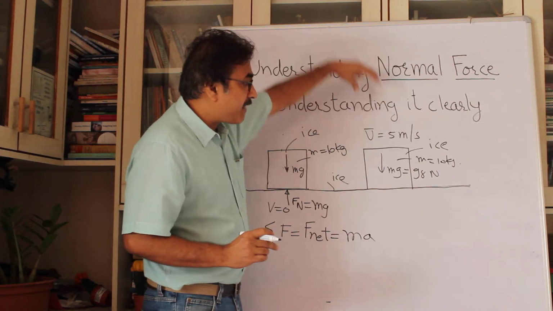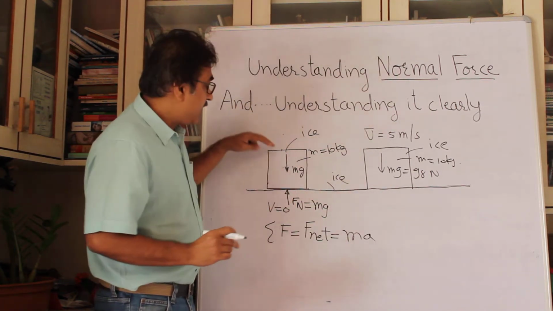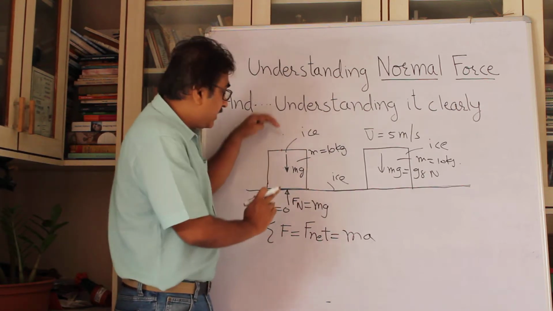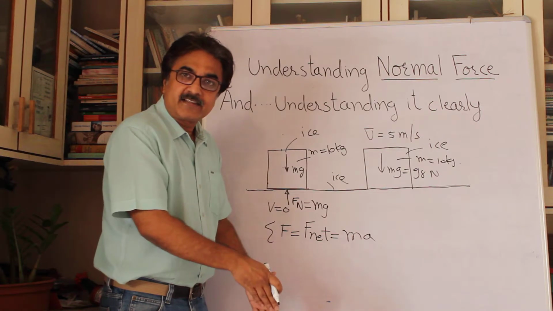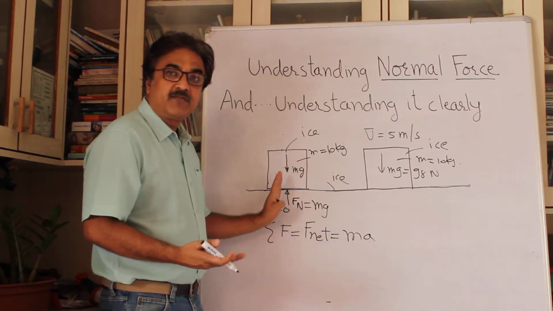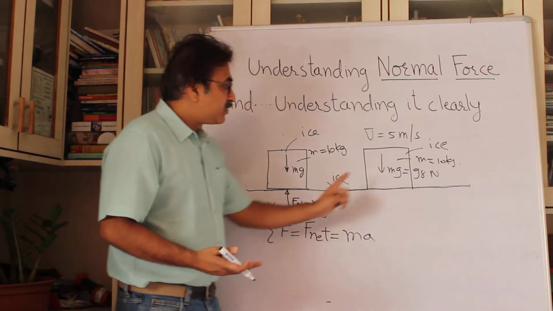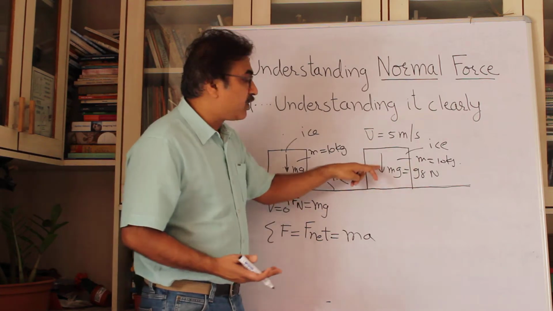The body would have accelerated in the downward direction. Same here, I should have mentioned it. If there were no force acting upward, the body would pierce through the ice, accelerate through the ice. It's not happening. That means there is a balancing force, and that is the normal force. So here also the body is moving, but the body is not falling down because of its weight.